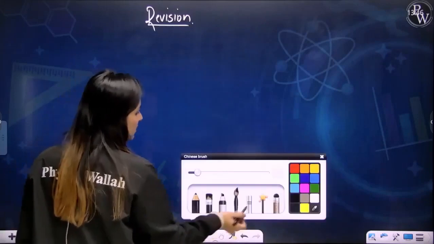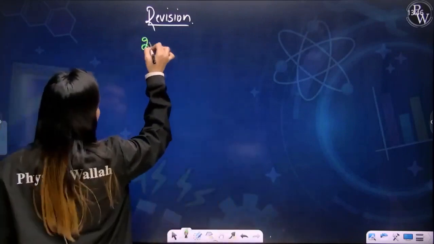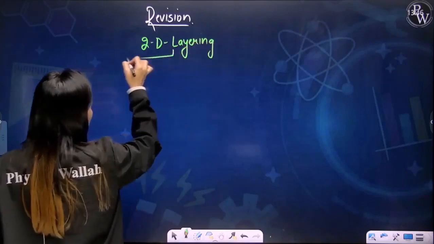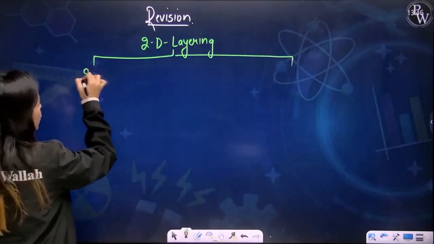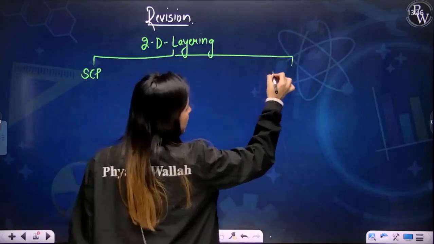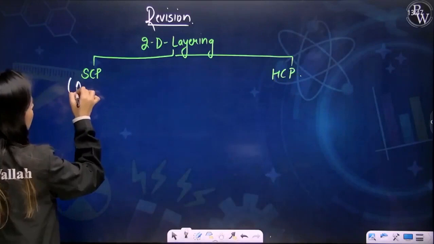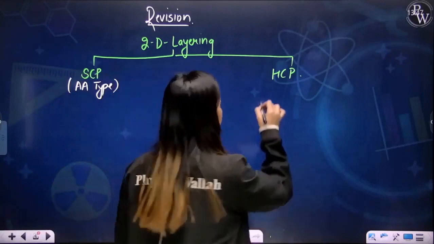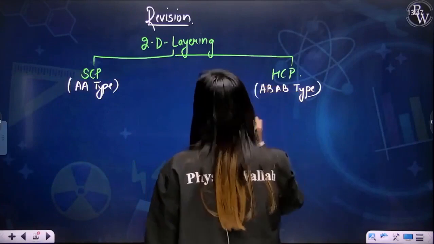So now when we revise, my dear students, what will I say? That we started from the two-dimensional lattice. When we started the layering of two dimensions, so I'll say two-dimensional layering. In two-dimensional layering, I had two possibilities. And those two possibilities were either it could be a square packing or it could be an HCP packing. If it was a square packing, it would be AA type, and if it was an HCP type, it could be ABAB type. Right? Perfect. I hope you don't have any issue till now.